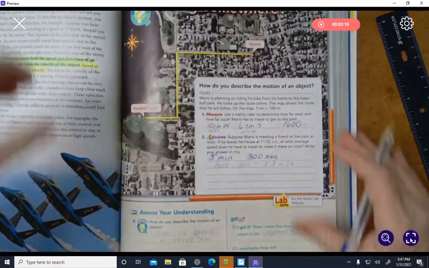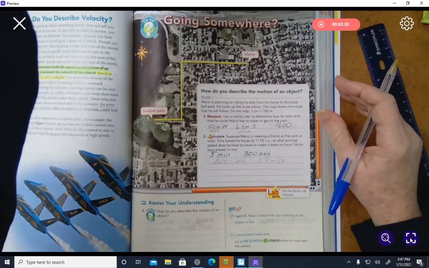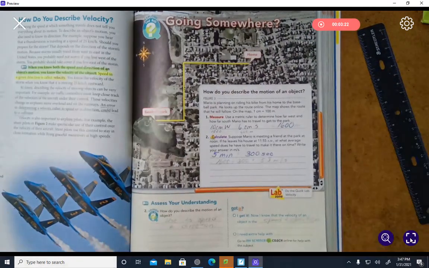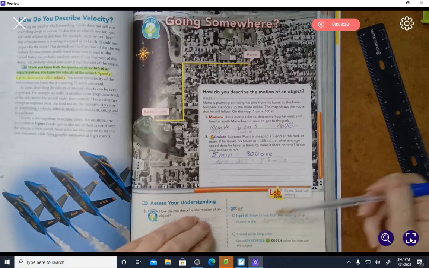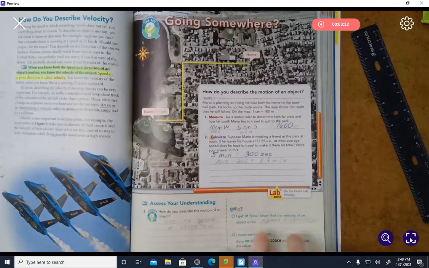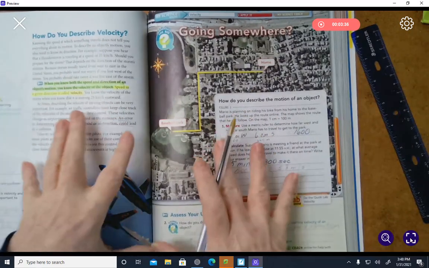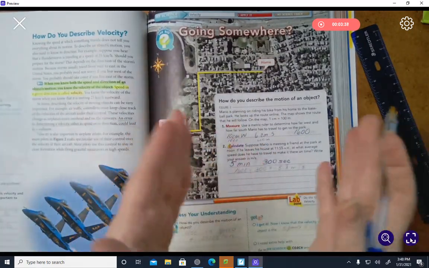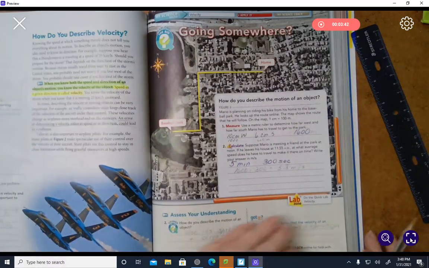Down here, let's see if I can scroll out here again so you can see the book. How do you describe the motion of an object? Obviously we can use its speed and its direction. Now I get it that velocity of an object is speed and direction, so you can get that these 2 pages really wanted you to understand that velocity is just speed and direction. It's nothing, what I would say, something new.